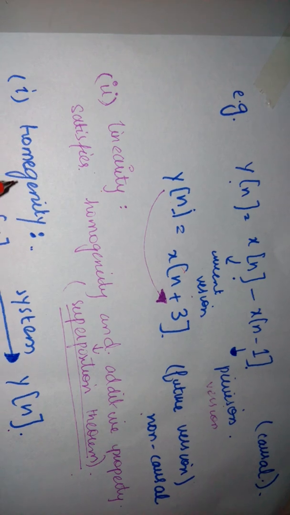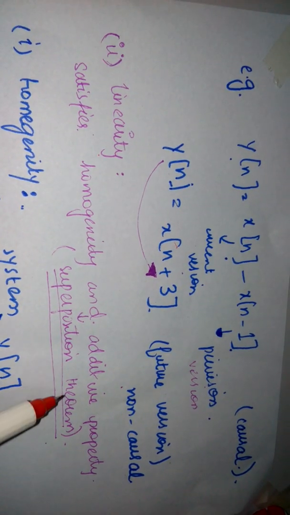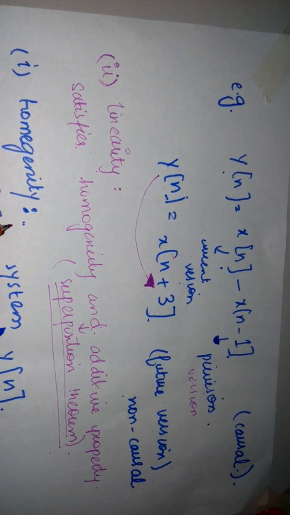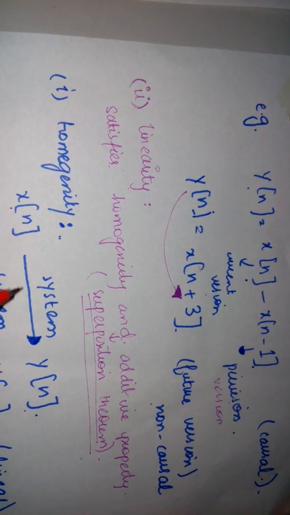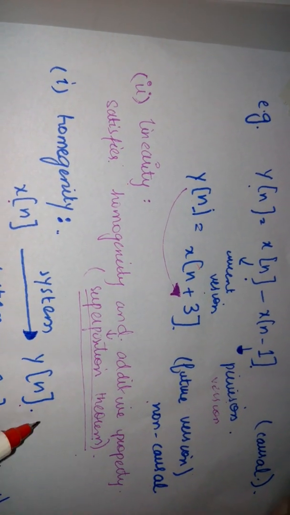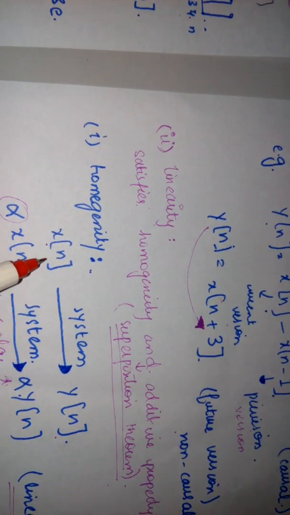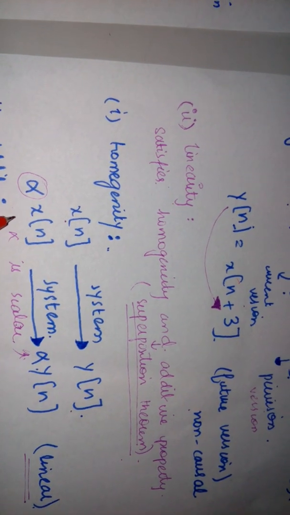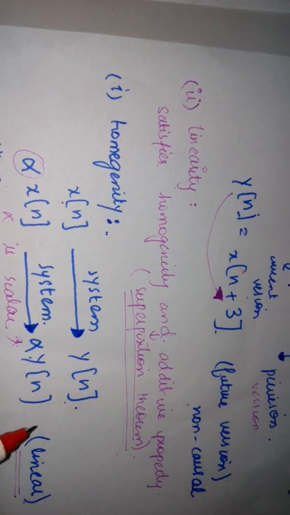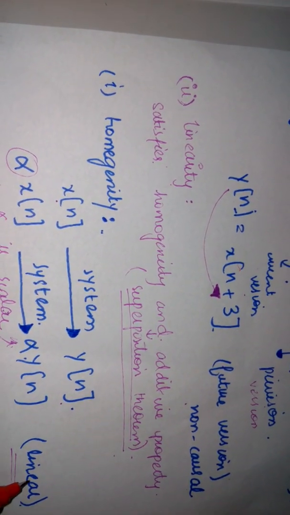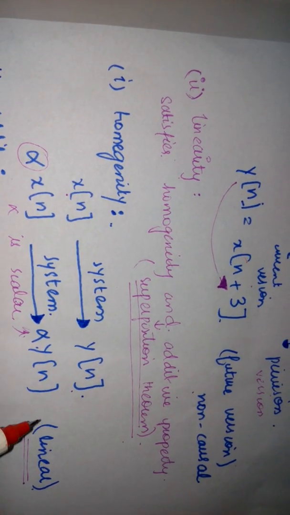Next important property on which DSP depends is linearity, which is explained as follows: if the system is linear, it must satisfy homogeneity and the additive property, which together are also called the superposition theorem. Homogeneity. If x of n is my input, and when it passes through the system it gives the output y of n, then if I multiply my input x of n with a scalar, for example alpha, and when it passes through the system it gives the output also multiplied by the scalar alpha, then it is linear.